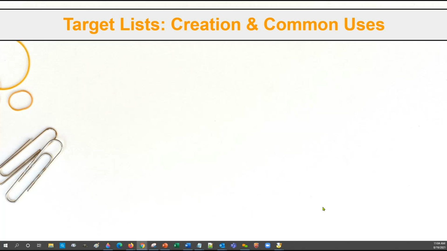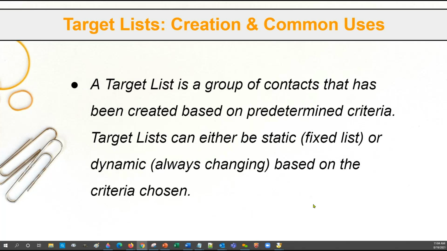So what is a target list? Easily put, a target list is a group of contacts that has been created based on predetermined criteria. Target lists can either be static, fixed, or dynamic, always changing, based on the criteria you've chosen. Often called filters, target lists are really formulas that filter available contacts through selected criteria to create a list of contacts that meet your determined requirements, such as birthday is blank, a coupon that has not been redeemed, or kiosk activity greater than or lesser than a year ago.